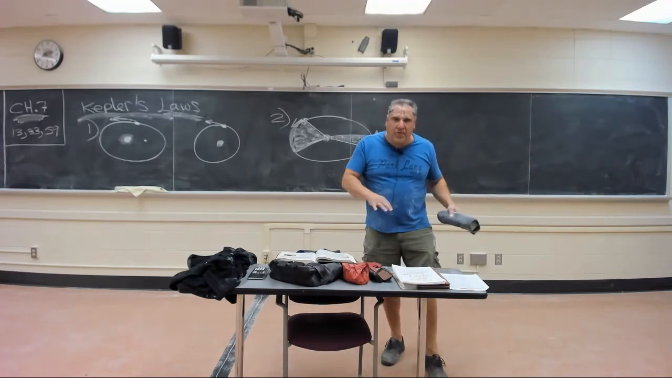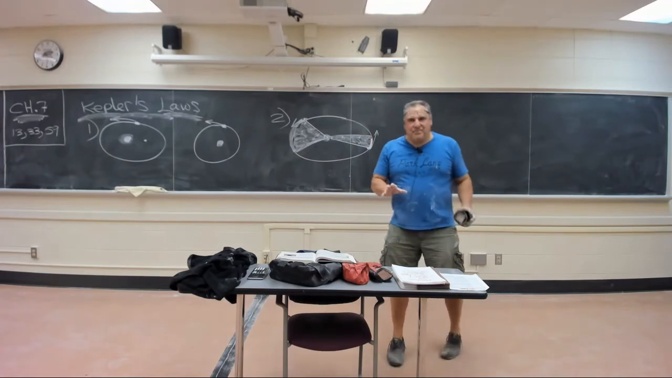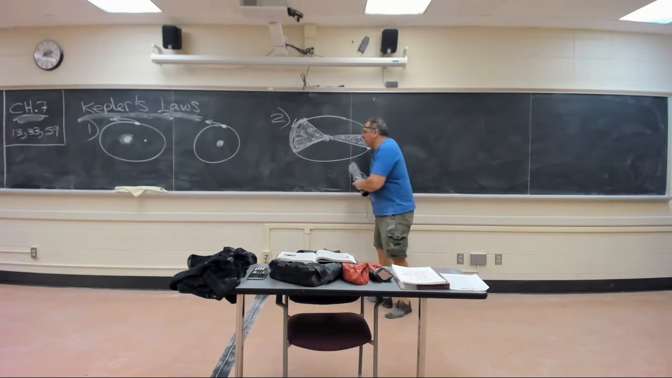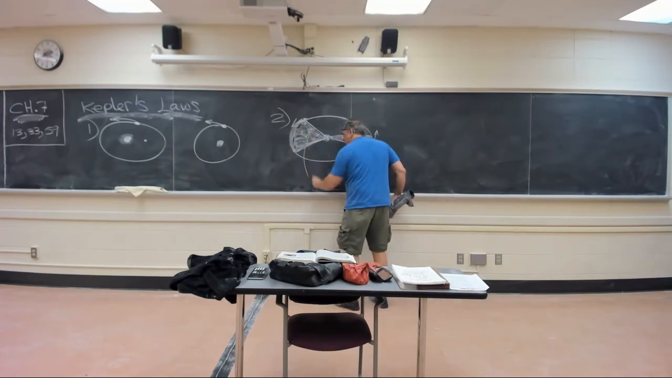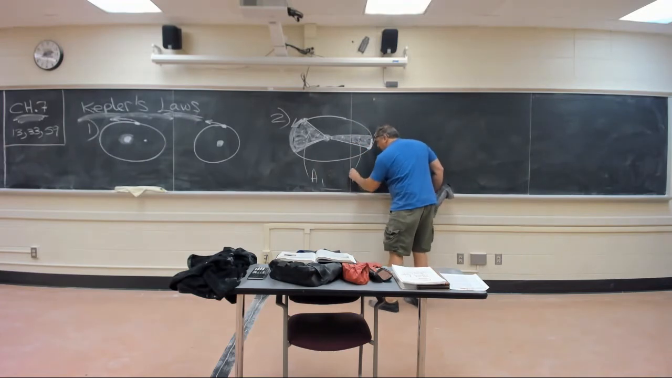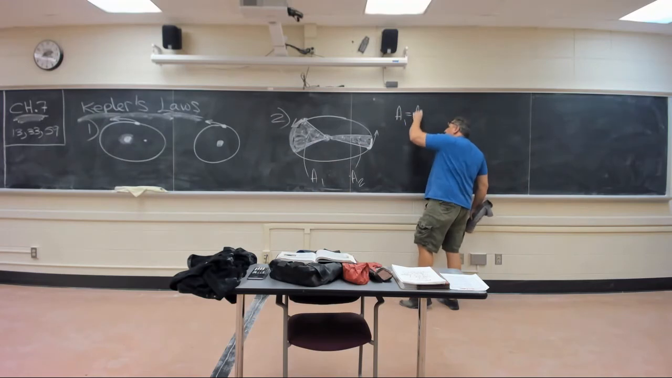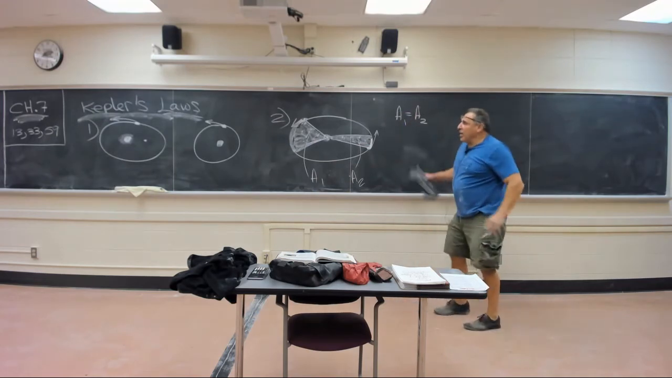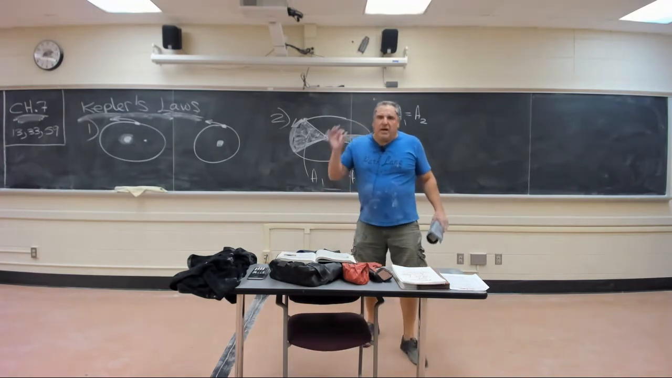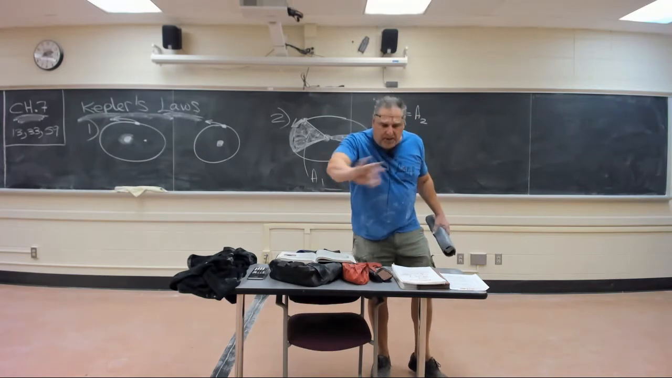But let's remember they're not triangles. But they kind of resemble them. The area is what it is. This area right here is A1. This area right here is A2. And A1 equals A2, or any of these. Equal areas get swept out for equal periods of time. Period.